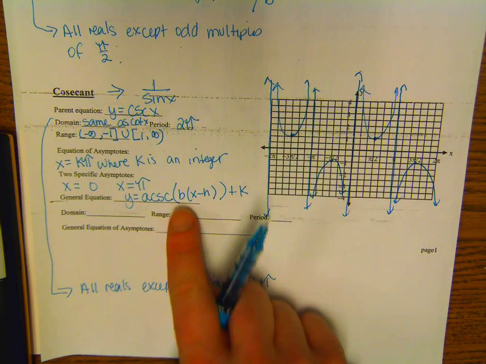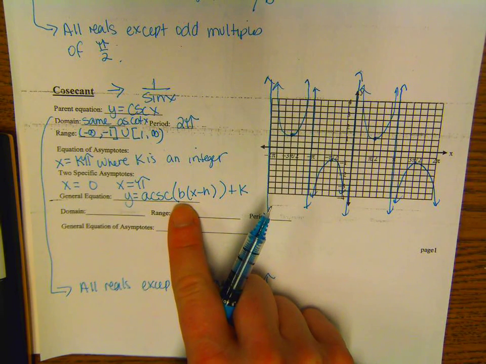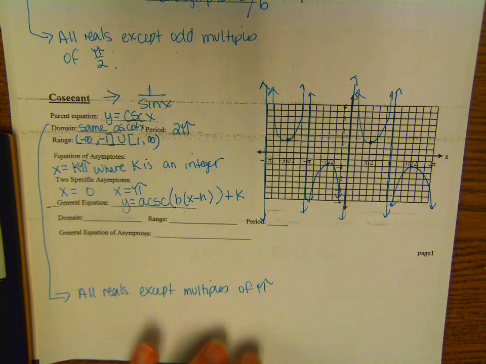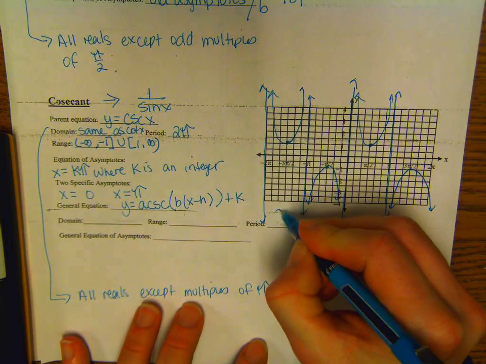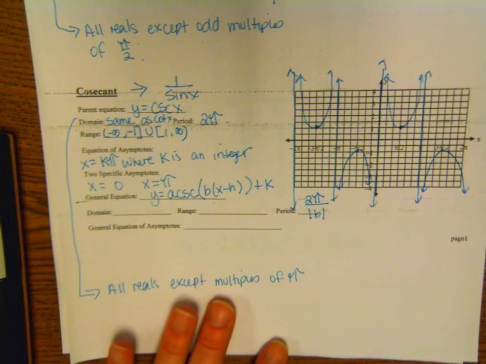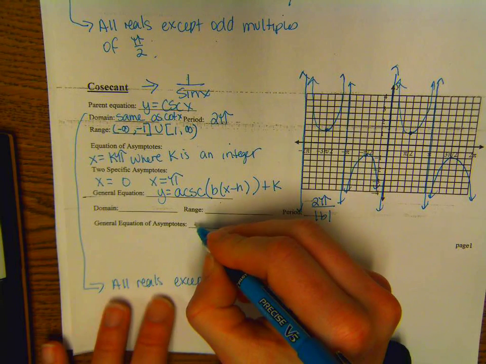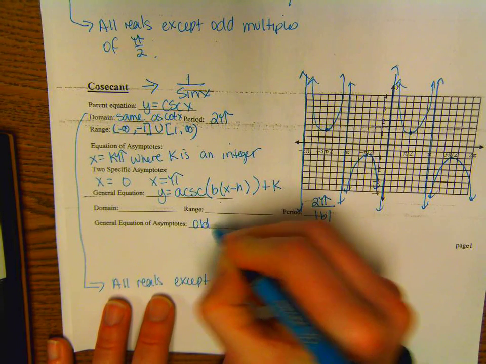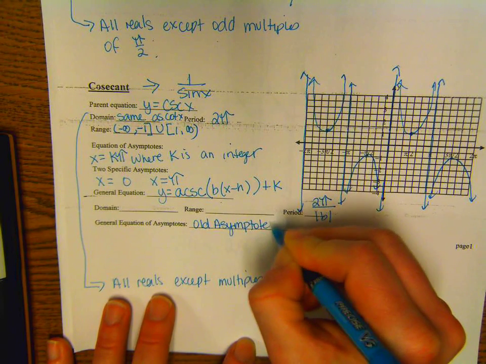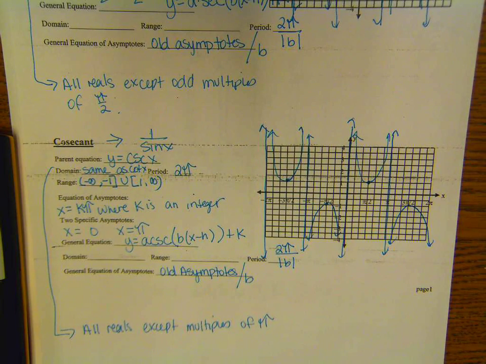But if you change B, what would that do? That would shrink it, so it could change the period, right? Same deal as before. The period is 2 pi over the absolute value of B. And to find new asymptotes, you're going to take old asymptotes and divide them by B. And again, that would be with no horizontal shift going on.